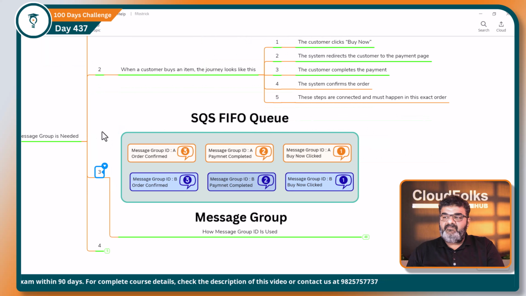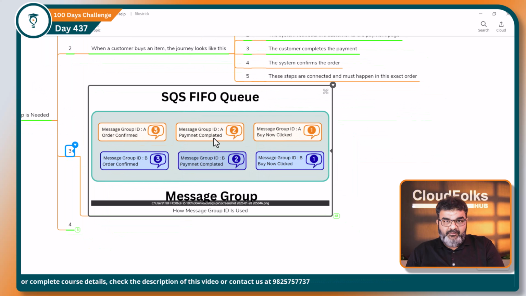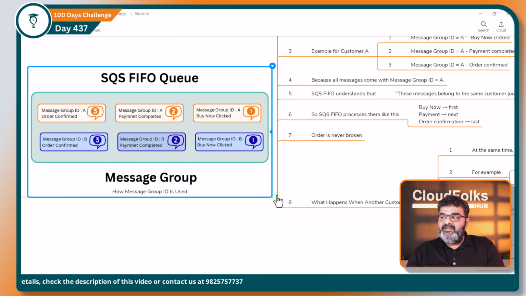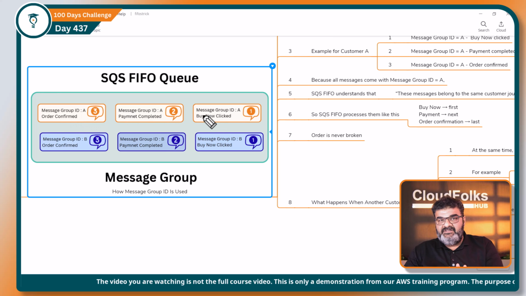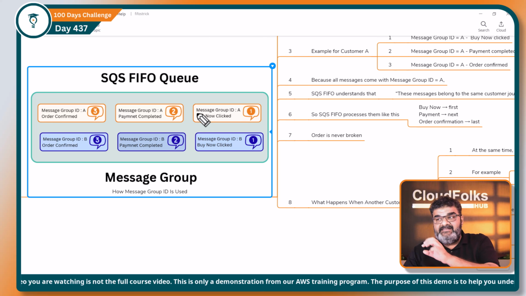Now, what is the role of message group over here? I provided all these details step by step, but I'm not going to read all these lines. I'm directly going to explain this entire concept through this particular picture. Here we have one customer journey from buy now to order confirm. Now these three messages must be processed in order. But the question is how the SQS queue will find out that these three messages belong to the same customer.